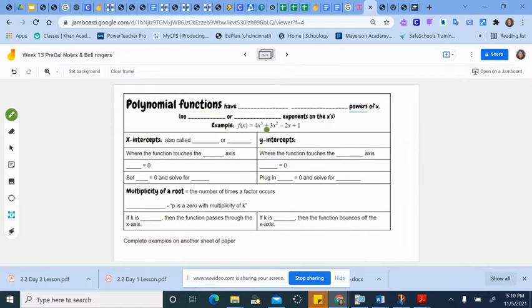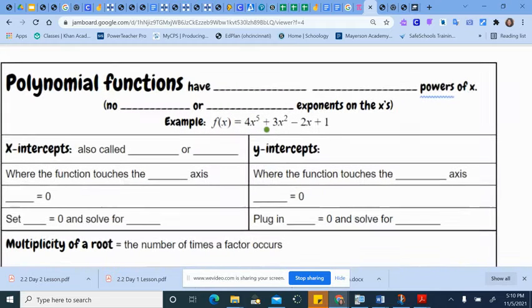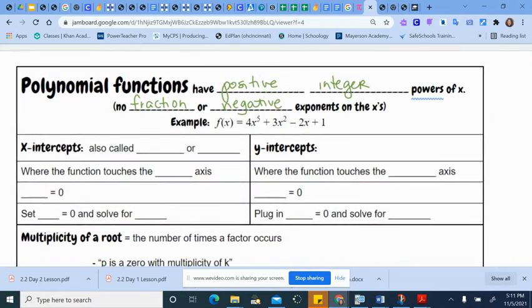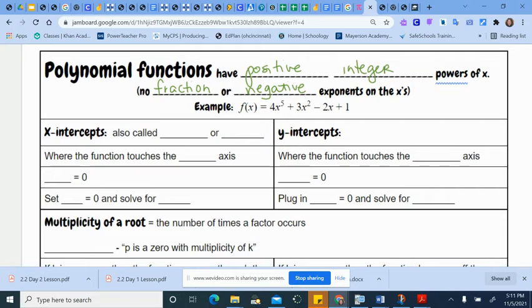All right, polynomial functions. They don't necessarily have an exponent of 2, but they can only have positive integer powers of x. And that just means no fraction exponents and no negative exponents on the x's. And there's an example there. f of x equals 4x to the fifth plus 3x squared minus 2x plus 1. Any exponent, as long as it's a whole number and it's positive, will work.